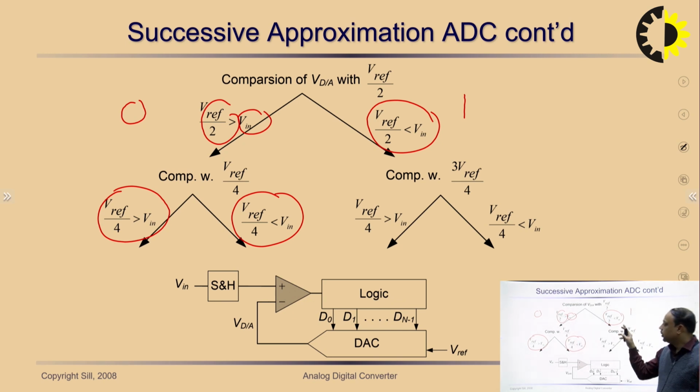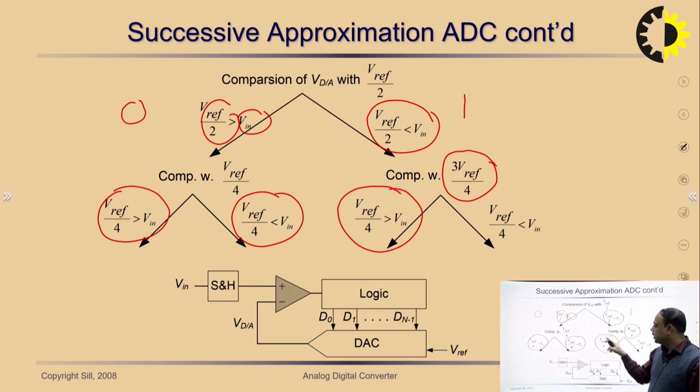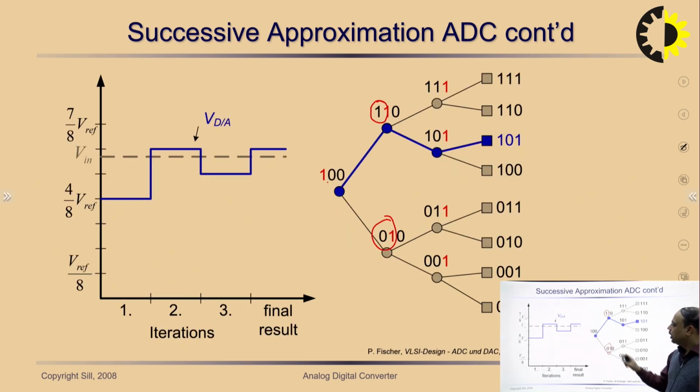Again, let's suppose in the first case the input signal is greater than V reference by 2. In this case the comparator output is set to 3 V reference by 4, that is 75% of the V reference, and again two cases are generated: if the Vin is less than 3 by 4, or greater than 3 by 4. So again the bit is set to 1 over here and set to 0 over here, as we can see. For the first case this is 1 and this is 0.